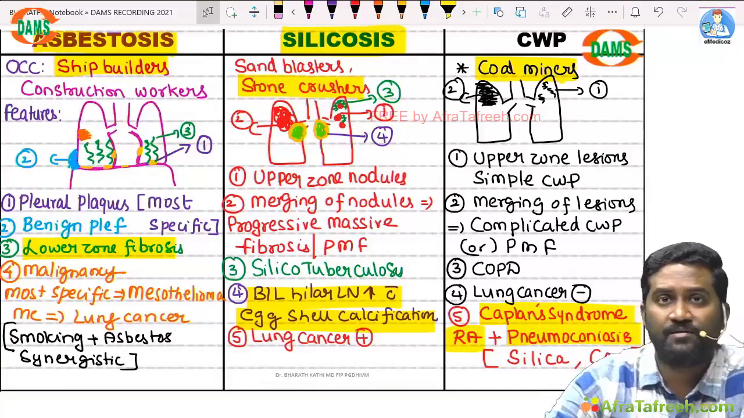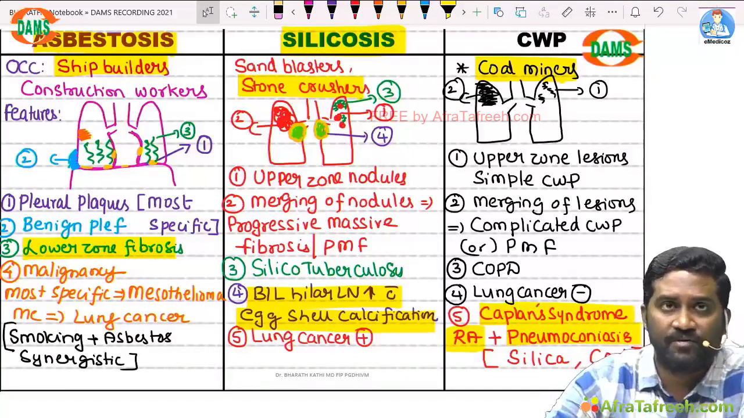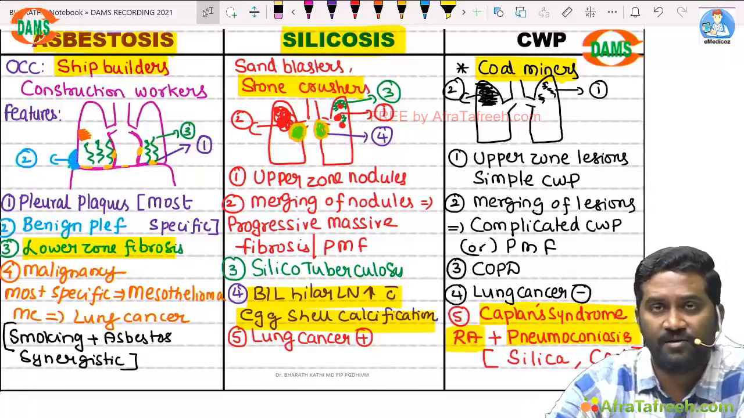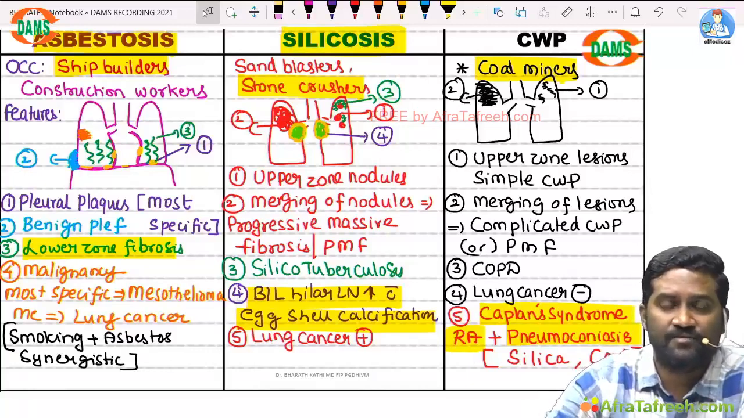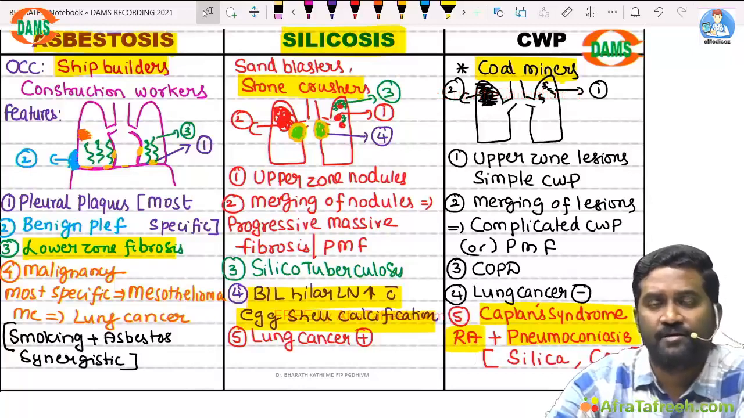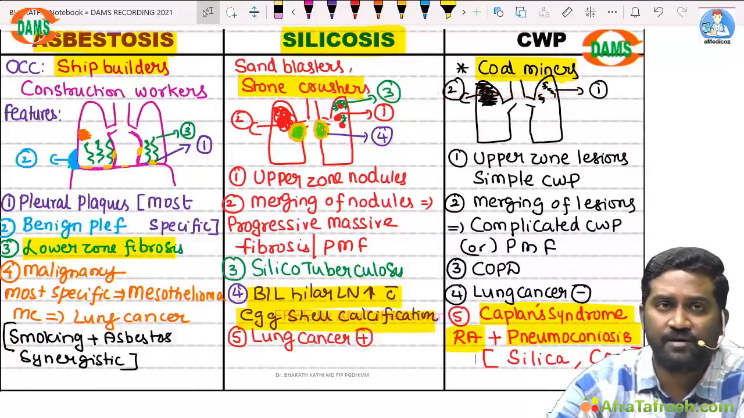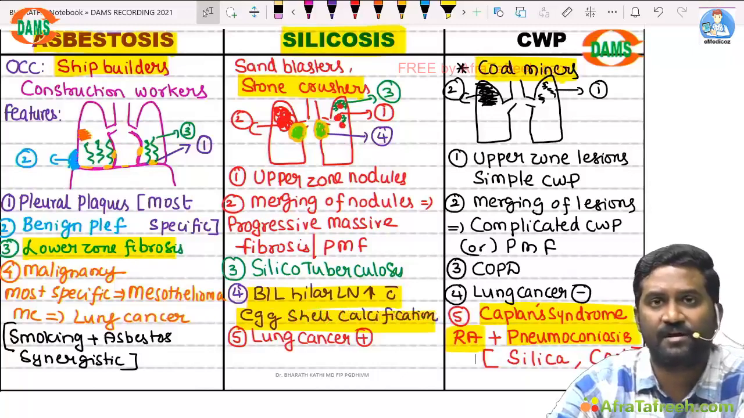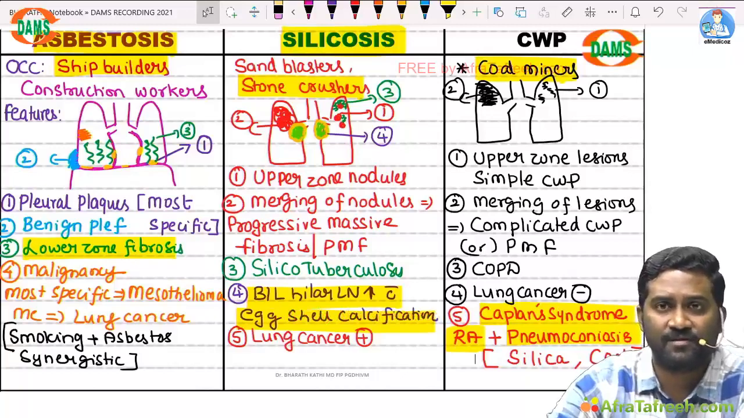Now what will be the treatment of these diseases? Once it has happened, these are irreversible. What we can do is we have to be very careful in preventing. Once it has occurred, the treatment is mainly supportive. Supportive in the sense, if the patient is having an infection, we give antibiotics. If the patient is having hypoxemia, we give oxygen. If possible, we refer to lung transplant. This is regarding the various occupational lung diseases.